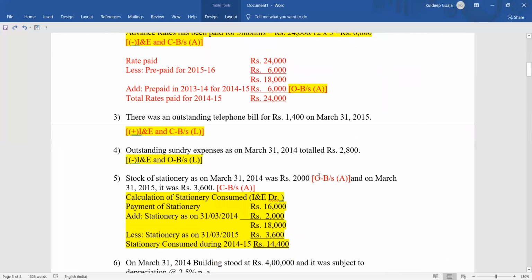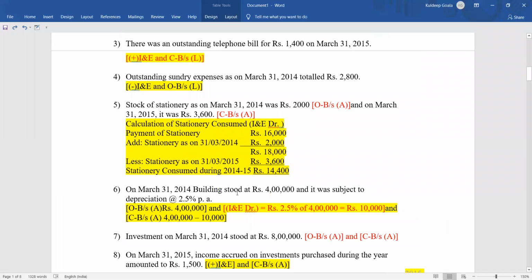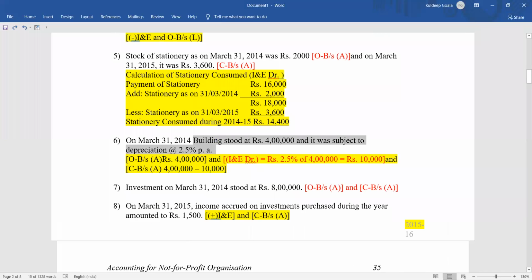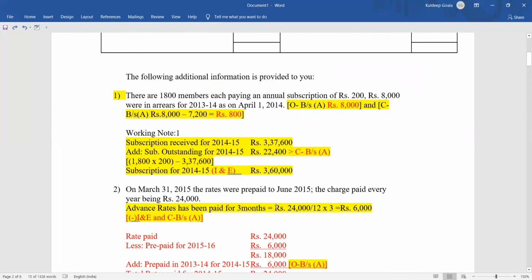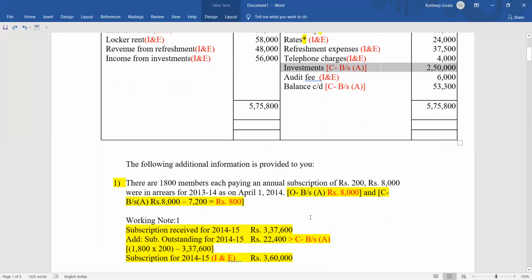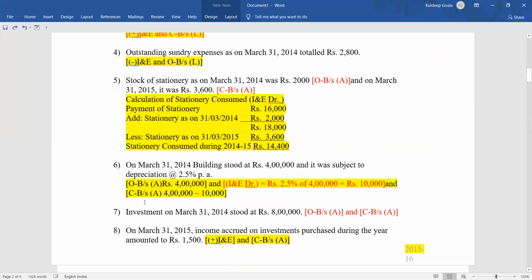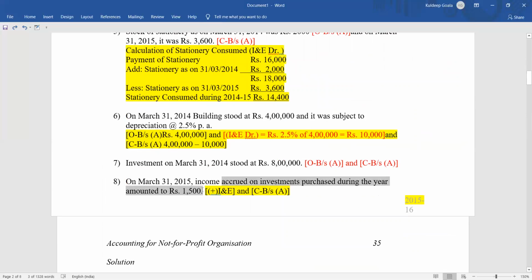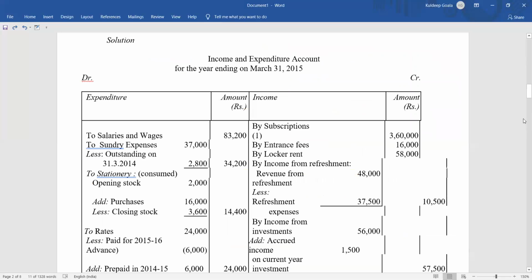What is there after the closing stationery? We have the building value. So building will come at last. No, we don't have any other items, so we can put the building. But before that, we must put freehold land. And before that also we should put investment. Investment of 2,50,000 is there, right? Along with that, investment of last year. Last year the investment was 8 lakh, so that will also be added. And accrued interest on investment was there, 1,500 rupees. All the three will come in the closing balance sheet.